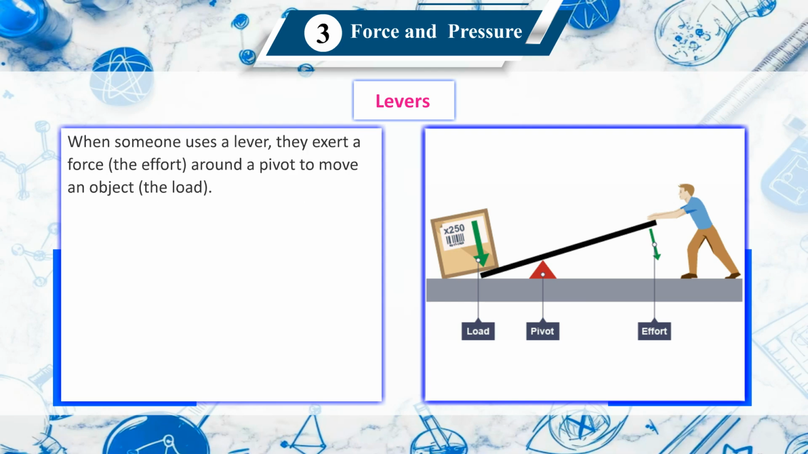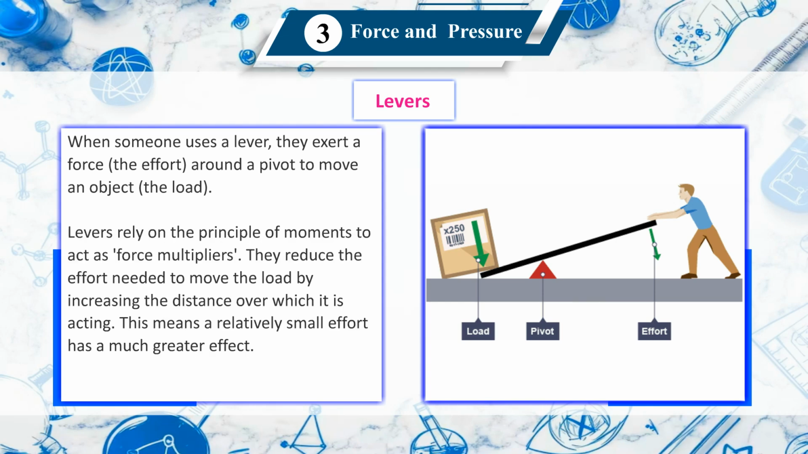When someone uses a lever, they exert a force, the effort, around a pivot to move an object, the load. Levers rely on the principles of moments to act as force multipliers. They reduce the effort needed to move the load by increasing the distance over which it is acting. This means a relatively small effort has a much greater effect.